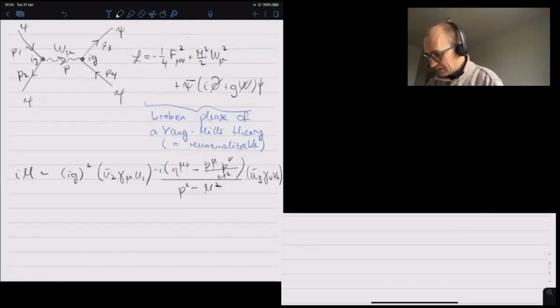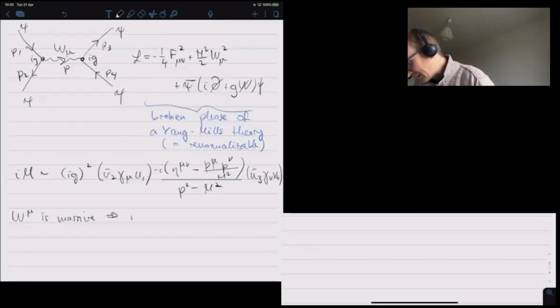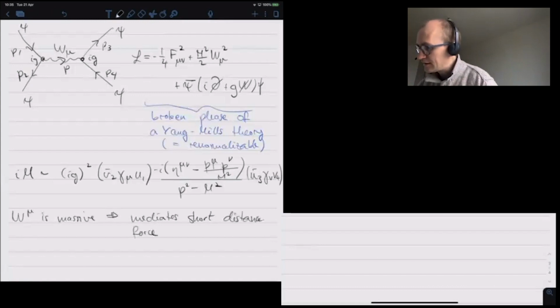So now the point is that the W boson, of course, W mu, is massive. So it only propagates a finite short distance. So it mediates a short distance force. And the idea is literally that if we look at low energies or larger distances, we can zoom in on this process.